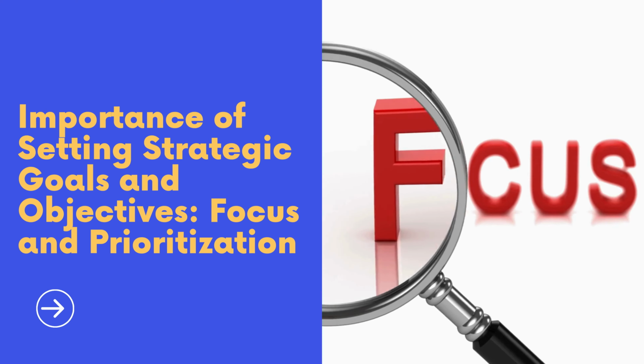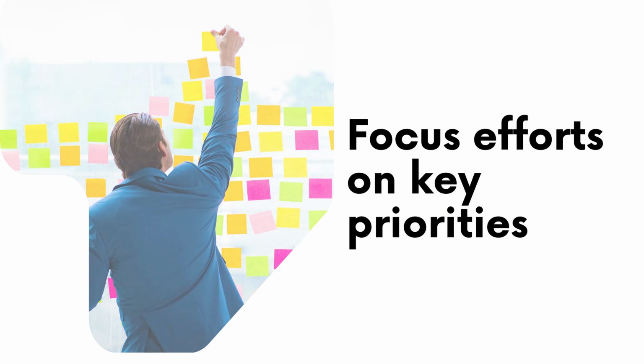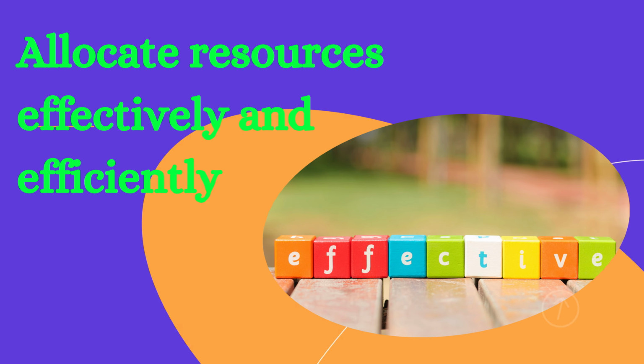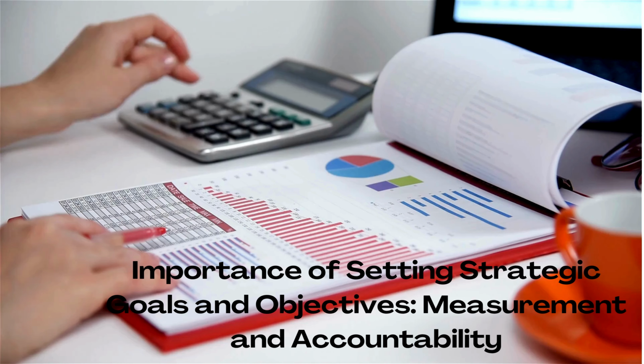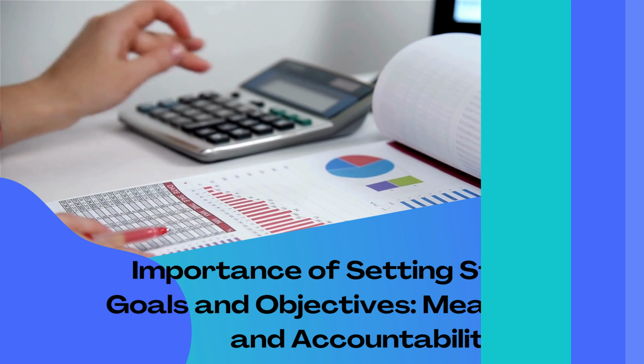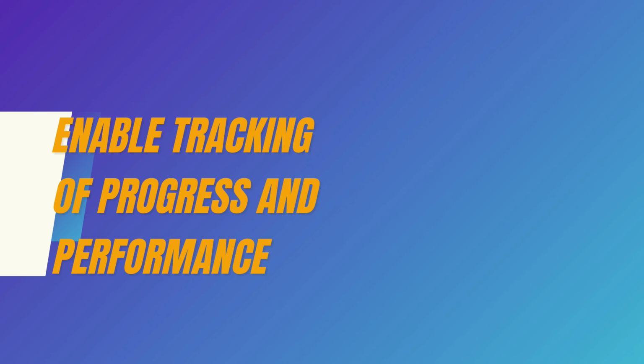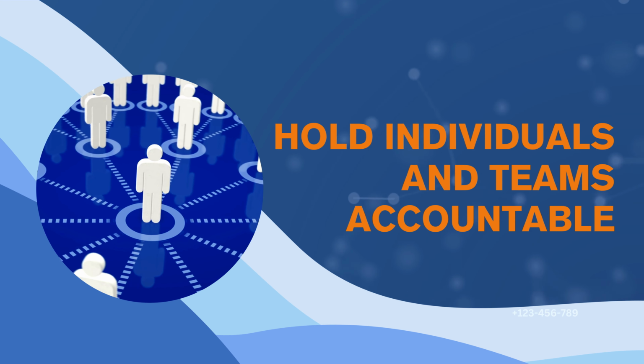Strategic goals and objectives provide a clear direction for the organization, outlining long-term aims and serving as a roadmap for decision-making and resource allocation. Setting strategic goals helps focus the organization's efforts on key priorities, identifying specific objectives and ensuring that resources are allocated effectively and efficiently.